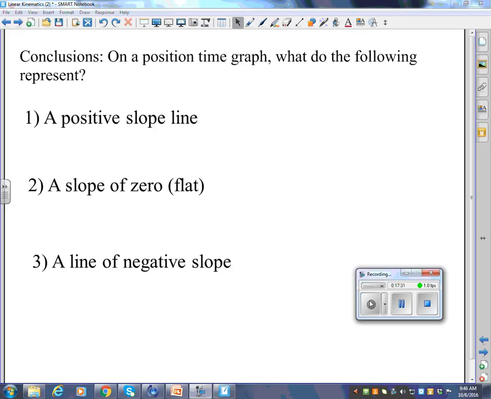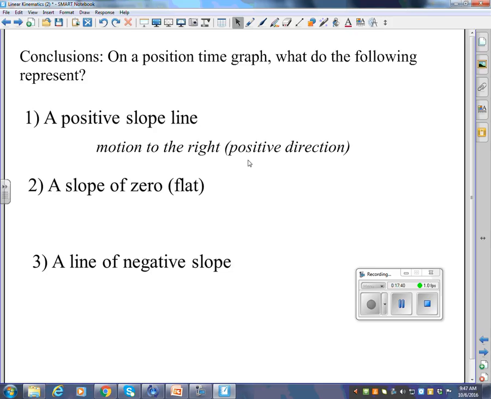Okay, so what does a positive slope line mean? Guys, stay with me for like 3 minutes here, okay? A positive slope line means motion to the right, in the positive direction. If it's a straight line, it means constant speed. A zero, or flat, slope is no motion, stopped. And a negative slope simply means going to the left, right?